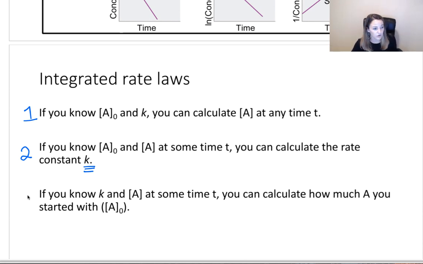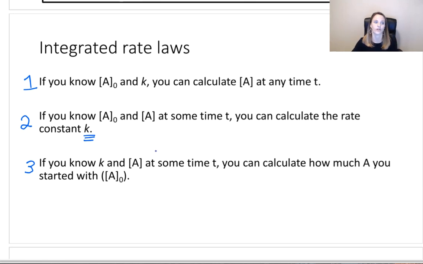And then the last thing, number 3, is kind of what I just referenced. If you know your rate constant and A at some time t, you can then back calculate how much A you would have started with. So this is important if you find a sample in your lab that you haven't labeled, or in a general chemistry experiment. A lot of times this is more a practical reason, just mathematical applications. But 1 and 2 are done in lab all the time.